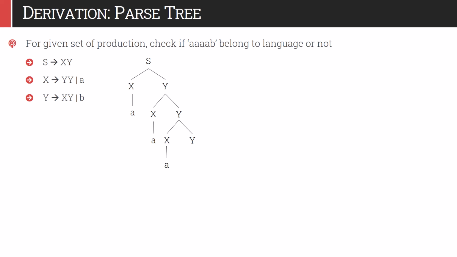X will be replaced by A. Y will be replaced by capital X, capital Y. Again X is replaced by A. And finally Y we are replacing by b because I want 4AB. So this string is generated by the given production. So we can say that 4AB belongs to the language generated by this grammar G.